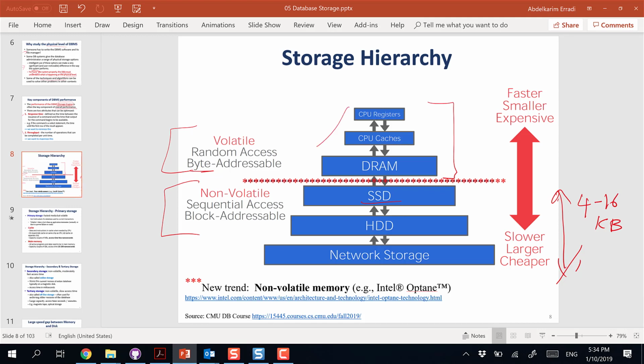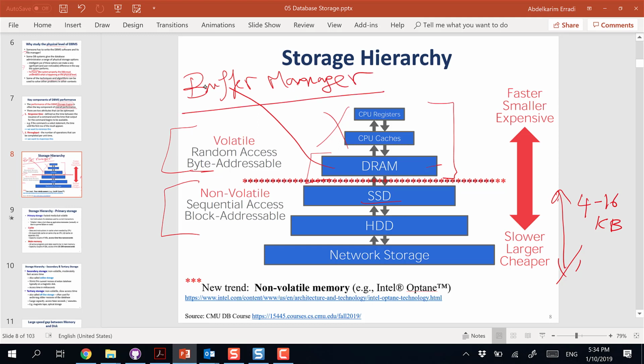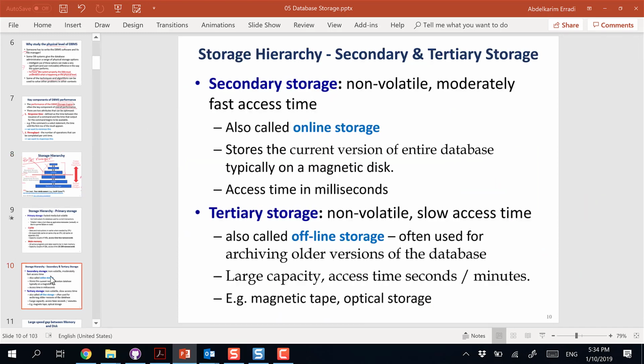In fact, this is ignored, not really. This is the most important. And at this level, in the RAM, we have what is known as the buffer manager. The database manages this buffer manager, and I will explain this later, okay?